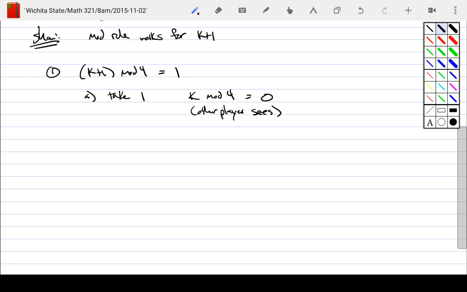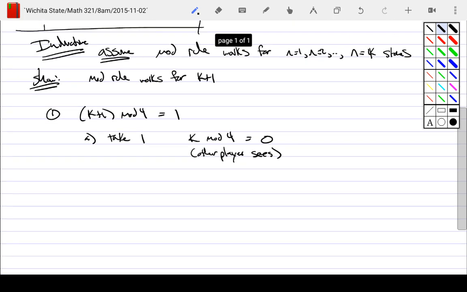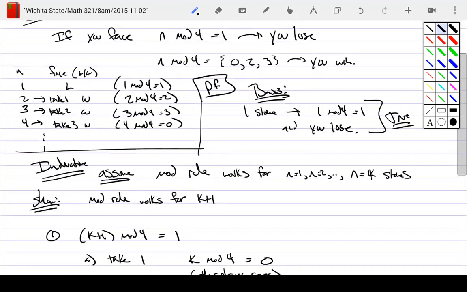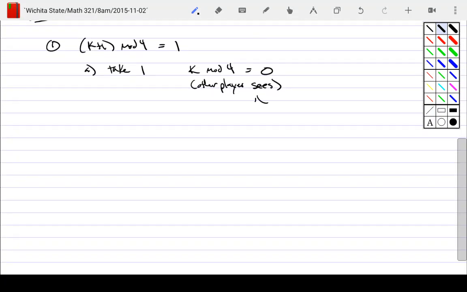If the other player sees a 0, what do I know? Everything from 1 to k, the rule works. What does the rule say if you see a 0? If you face n mod 4 and the answer is 0, you're a winner. So what is player 2 facing? This is a win for player 2, so player 1 equals lose. Is everybody okay with that? All right, that would have been a bad choice, obviously. How about we take 2? If I take 2 away, k plus 1 becomes what?